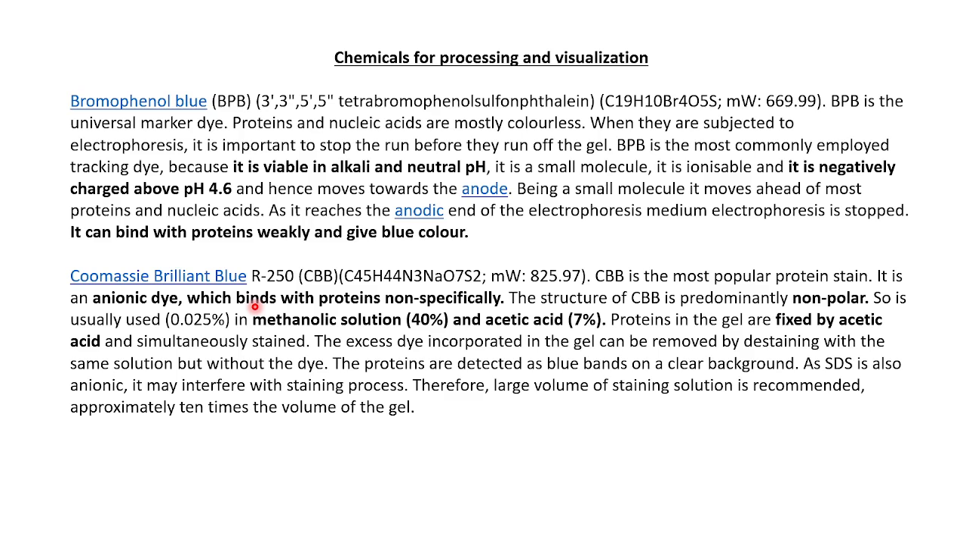So the proteins are detected as blue bands on a clear background after the destaining process, and as SDS is anionic, it can interfere with the staining process. Therefore, a large volume of staining solution is used. But we are using a methanol solution. So methanol is basically used to stop the activity of the SDS from any kinds of reaction or such. But in any case, we use large amounts of staining solution for a better staining process.